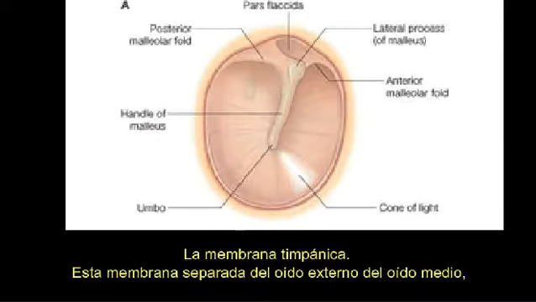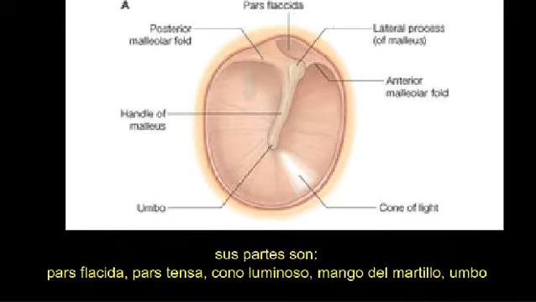The tympanic membrane. This membrane separates the outer ear from the middle ear. Its parts are pars flaccida, pars tensa, pars lucida, and the hammer handle, the umbo.